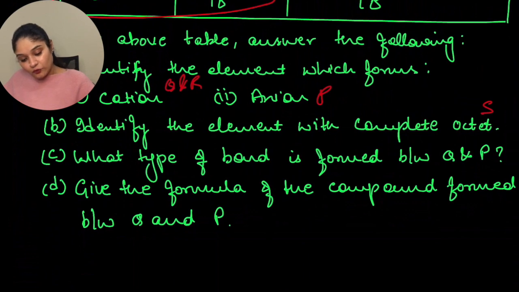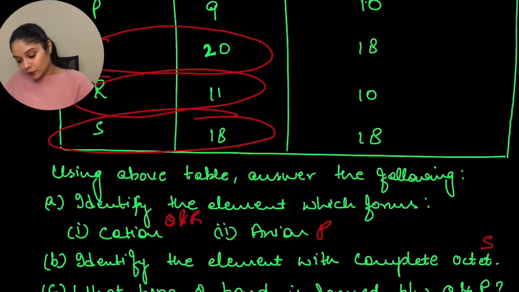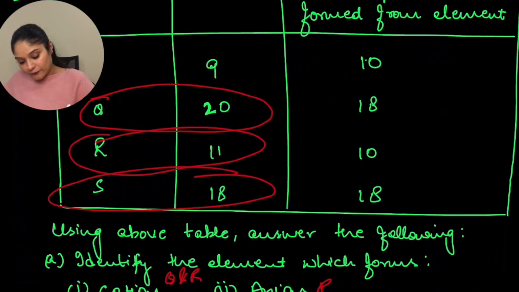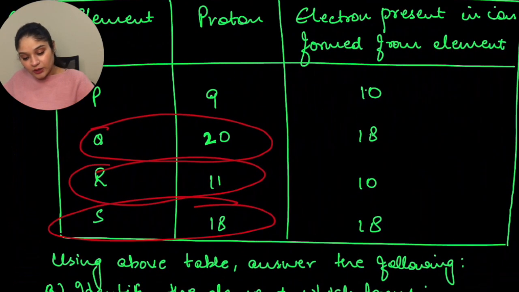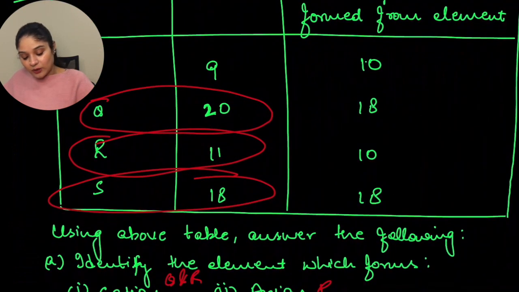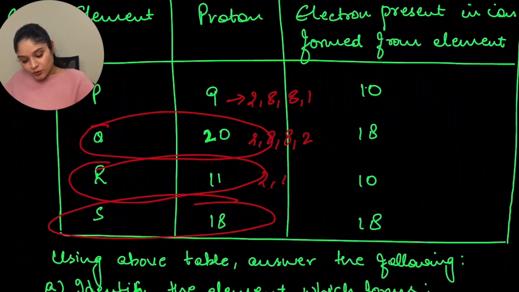What type of bond is formed between Q and P? So let's take a look at that. You have Q and P. So you have 20 and 9. So the number of protons is also equal to the number of electrons. Electrons present in ion formed from the element. Okay. So now if you look at this, this will be 2, 8, 8, 1. This will be 2, 8, 8, 2. Sorry, this will be 2, 7.